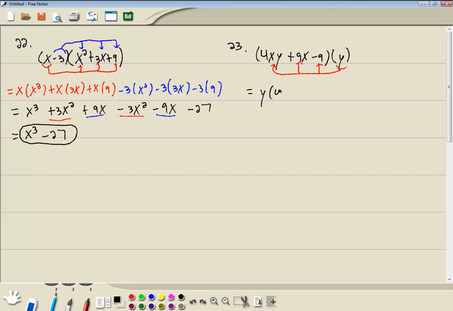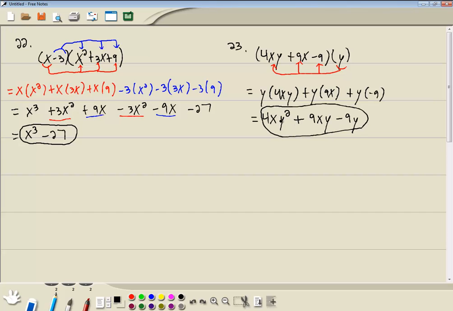Okay, so we got y times 4xy. We got y times 9x. And we got y times negative 9. So that's going to give us 4x, and y times y gives us y squared. Again, you multiply the like items together, so you multiply the y's together. And the rest of it just carries down. Now here, these are all different. I got a number, I got an x, I got a y. So I'm just going to put them next to each other in alphabetical order. 9xy. And y times negative 9 gives us negative 9y. Now, we can't combine together like terms here because they have to have the same variables, the same powers. So that would be our answer.